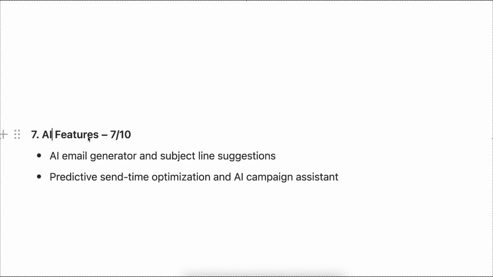When it comes to AI features, they're emphasizing a lot on AI. However, what I saw mostly was there's an AI email generator and subject line suggestions, which every email marketing software has. And they do have predictive send time optimization, which again, most of the softwares have. And they also claim they have this AI campaign assistant, but I think it's in very early stages maybe, so it's not very useful yet. So it's a 7 out of 10.